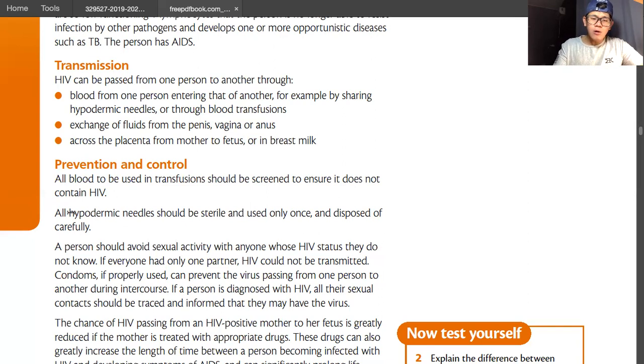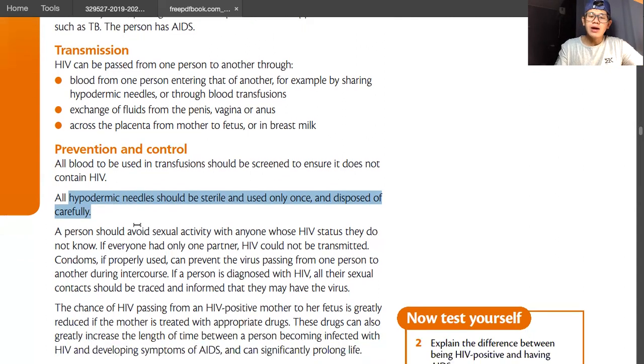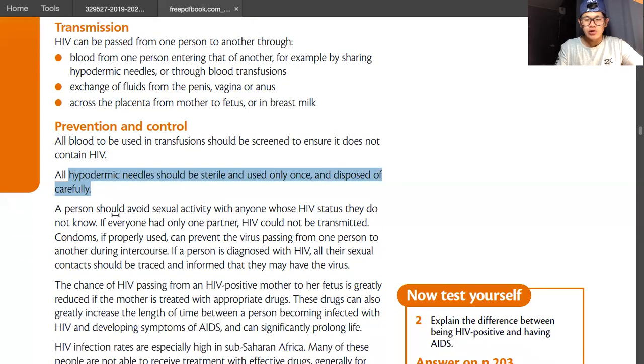Second, all hypodermic needles should be sterile and used only once and disposed of carefully. So maksudnya kalau jarum-jarum itu tidak boleh pakai 2-3 balik, and tidak boleh dicampur-campurkan pakai orang lain juga. And third is quite obvious. You should avoid promiscuous sexual activities, especially with a person whose HIV status you don't know.